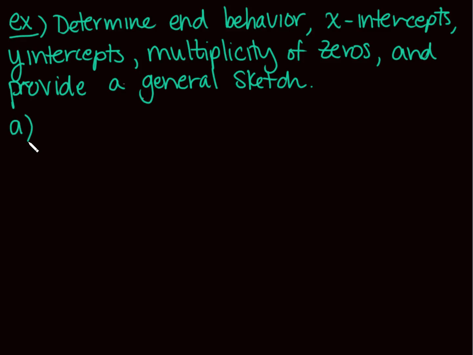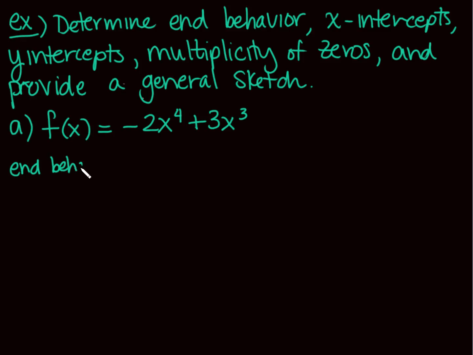Okay, so let's look at kind of a simple function. I'm going to be a little bit lazy here and I'm going to use your book. So let's look at the graph of this function here. f of x equals negative 2x to the fourth plus 3x cubed. All right, people, so right away, let's look at the end behavior. What do we know about the end behavior of this function?